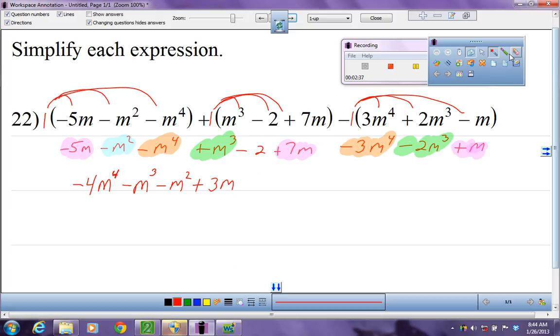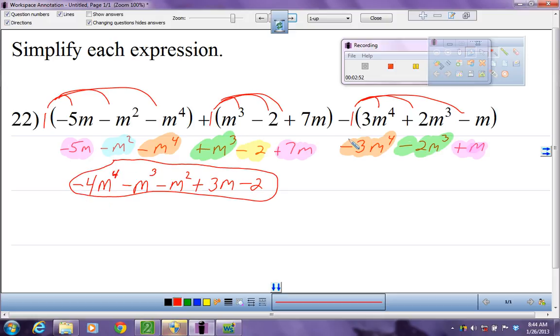And then finally our last one here is the one that doesn't have an m. They call it the constant. And you put these in descending order of the degrees, or the powers, and you're pretty much done.